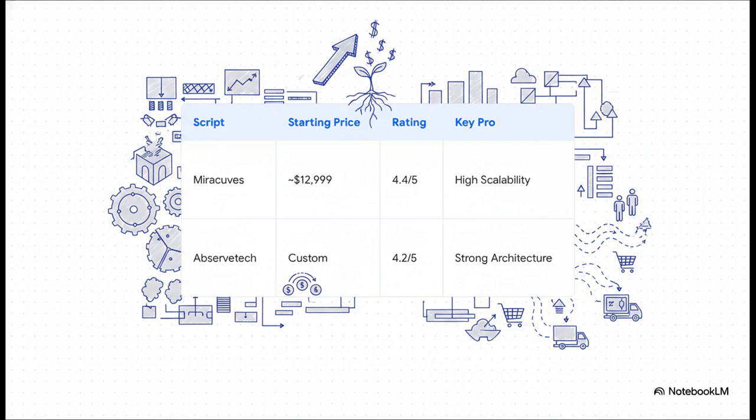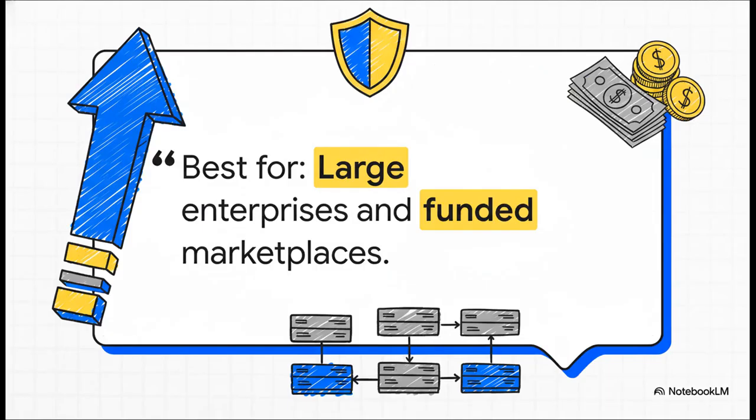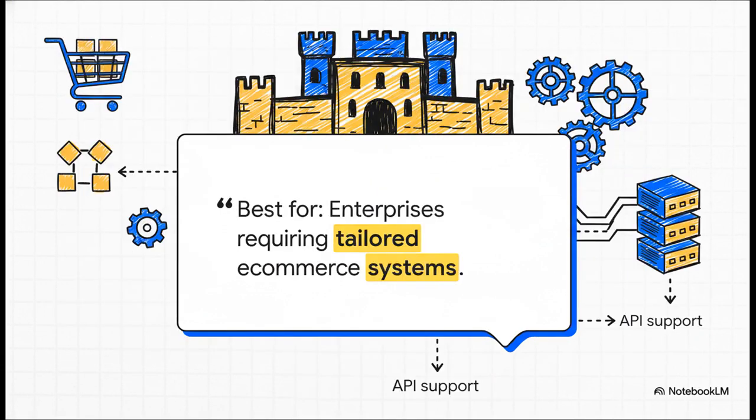You are investing in a powerful, truly scalable architecture that's designed from the ground up to handle enormous traffic and millions of products. Miracuves is really positioned as the top-tier solution in this space. If you've secured funding and you are planning for explosive growth from day one, its enterprise-grade security and deep feature set are built to handle that kind of intense pressure. Abservetech, on the other hand, is your go-to when you know you need a super strong foundation that you can heavily customize. If your business has unique internal processes or really complex workflows, its robust architecture is exactly what you'll need to build on.